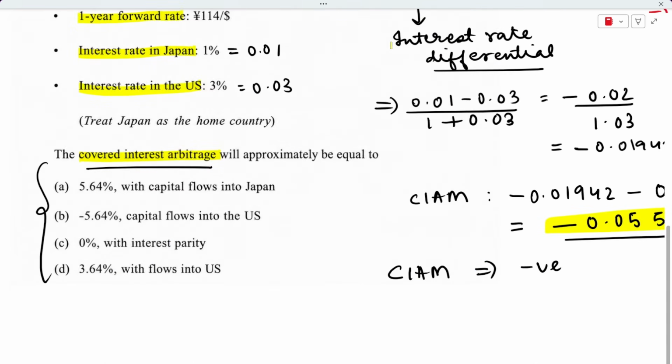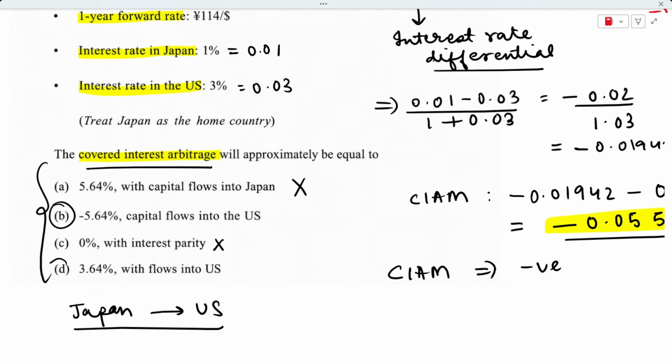So now look at the options. What was my home country? My home country was Japan. Because I have received a CIAM value as negative, money will flow out of Japan and move to the US. This is what is going to happen. So this option would be wrong because the capital would not flow into Japan, and there is no talk about interest parity here. So we are left with two options, option B and option D.